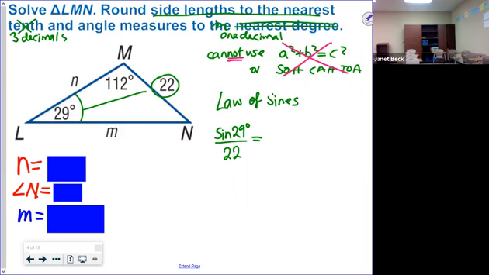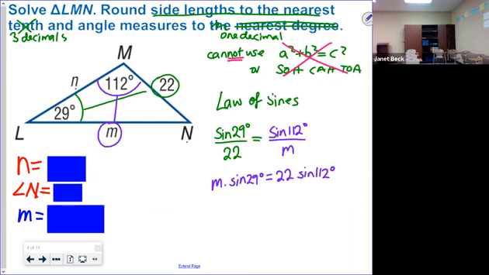Now, at the moment, I don't know angle n or side length n, so I'm not going to do them next. But I do know this angle here, so I can find this side length here. You do the sine of the angle divided by the side that's opposite it. So now I've got an equation. It's got 4 things in it. I only don't know one of them, so I can solve it. So cross multiply: n times the sine of 29 degrees equals 22 times the sine of 112 degrees. Then get n on its own by dividing.